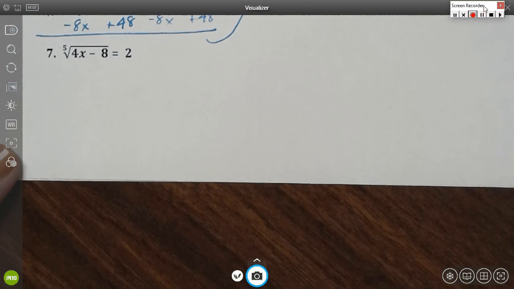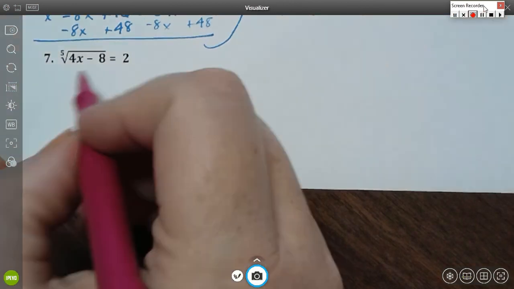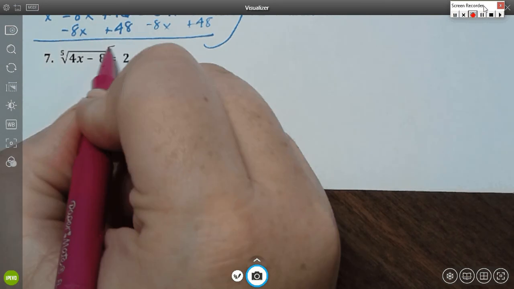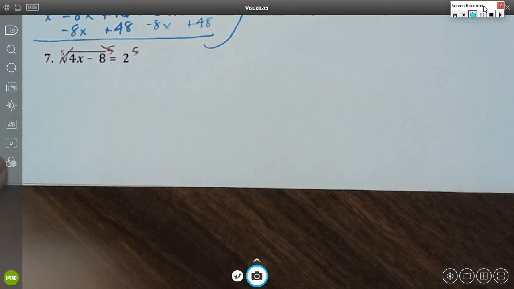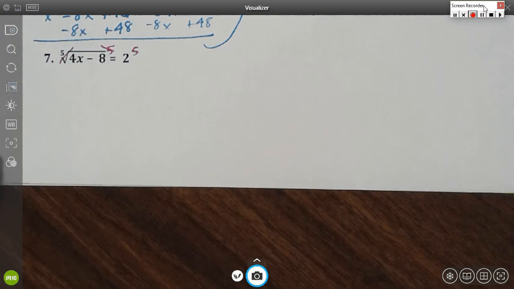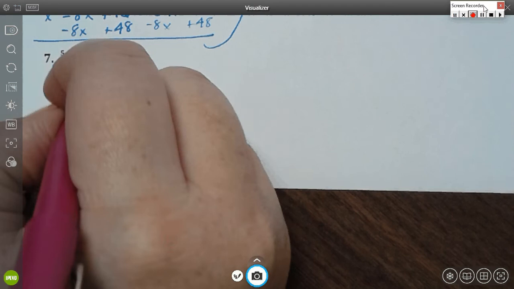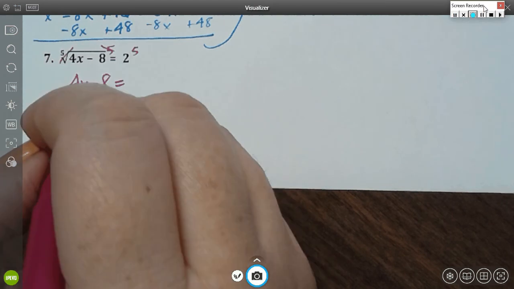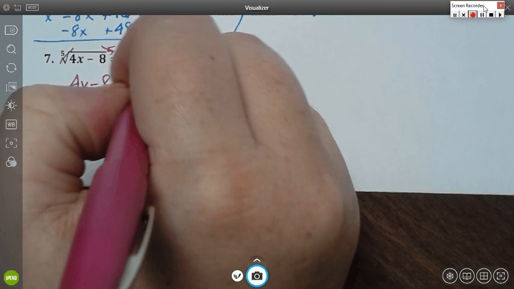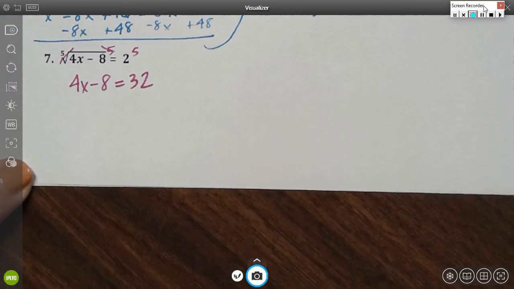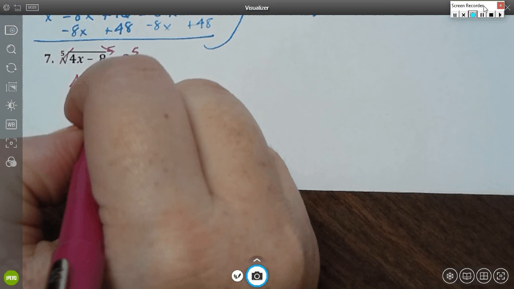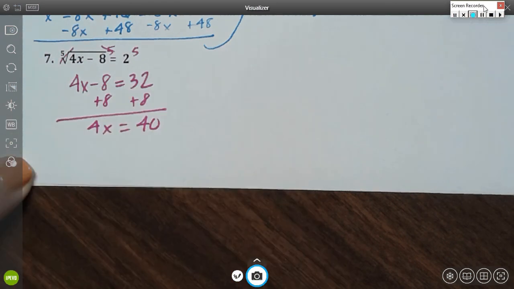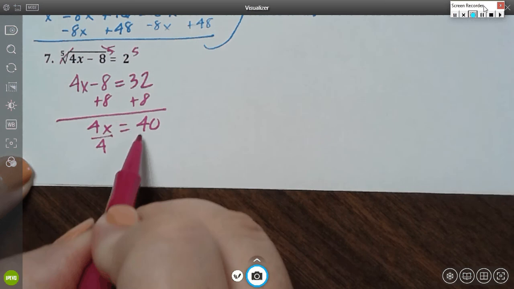Last one on this first page is the 5th root of 4x minus 8 equals 2. Again, one radical, it's already isolated. So I will just go ahead and eliminate it by raising both sides to the 5th power. So now I'm left with 4x minus 8 equals, and 2 to the 5th power would be 32. Add 8 to both sides. And divide by 4.